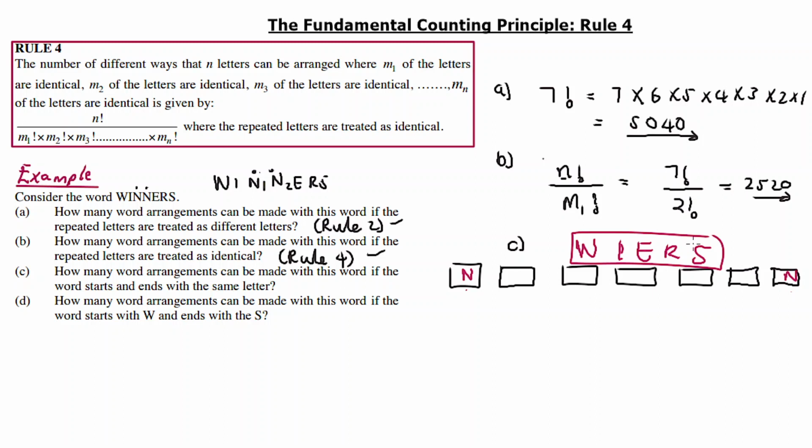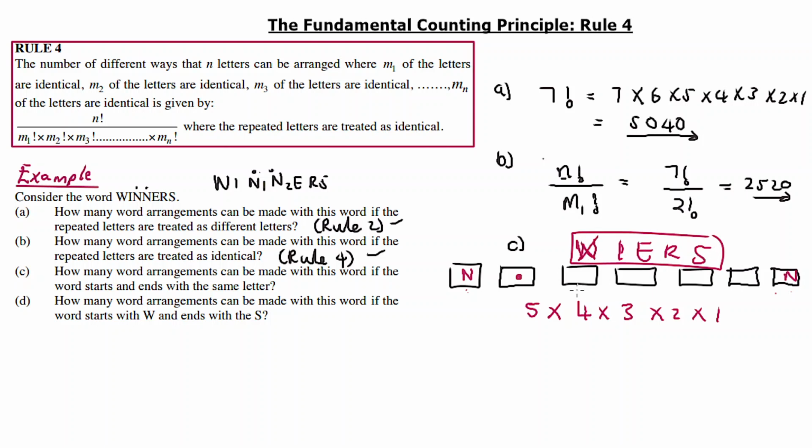Now the letters, we need them in these positions. I need to arrange them to get word arrangements where N and N are set at the beginning and at the end. So it means that it will be 5 times 4 times 3 times 2 times 1. Because for this block I can choose, my choices are 5.